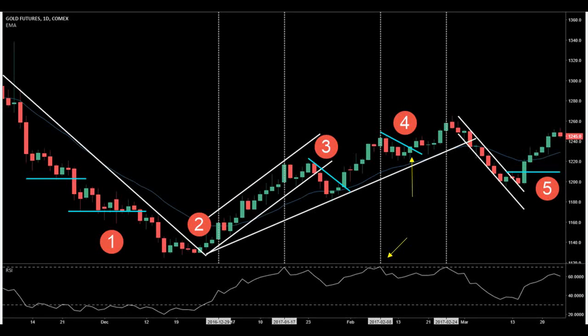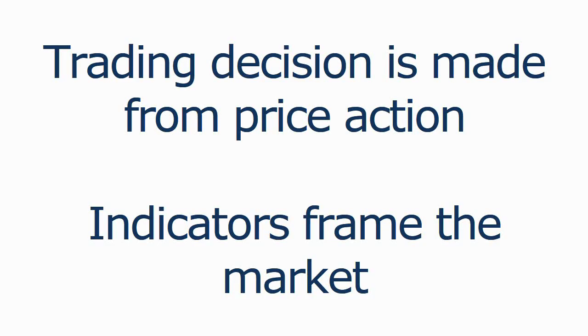At number 5, price has broken the longer term channel and has formed a downsloping channel. The RSI had hit 70 and we're looking for upside. Price breaks the channel, the consolidation, and we have upside momentum. So you can see that any trading decision is made from price action. The indicators frame the market, so we have some structure to work with.